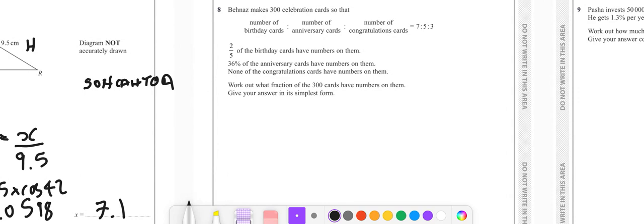Okay, Benaz makes 300 celebration cards, number of birthday cards, number of anniversary cards, number of congratulation cards. 2/5 of the birthday cards have numbers on them. 36 of the anniversary cards have numbers on them, none of the congratulation cards. Work out the fraction of the 300 cards that have numbers on them.